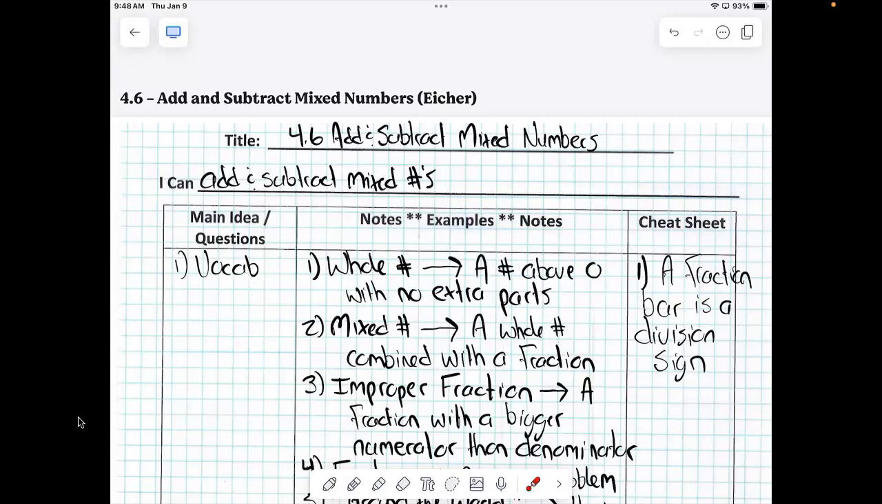Eicher's class. Today we finish adding and subtracting mixed numbers. Can you add and subtract mixed numbers? Yes, you can, but do we ever really add or subtract mixed numbers? No, we'll talk about that in a second.